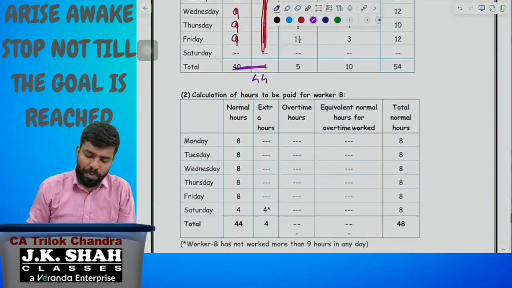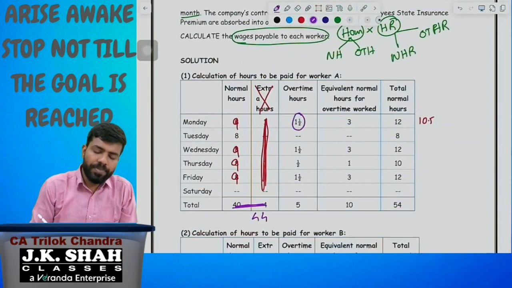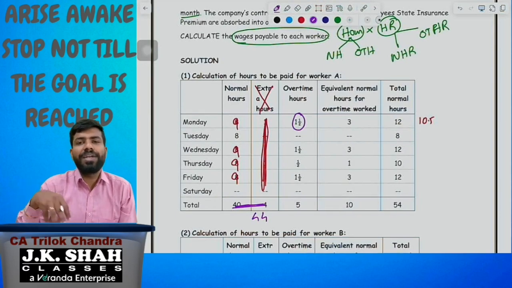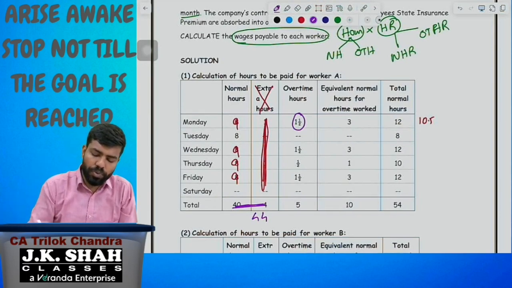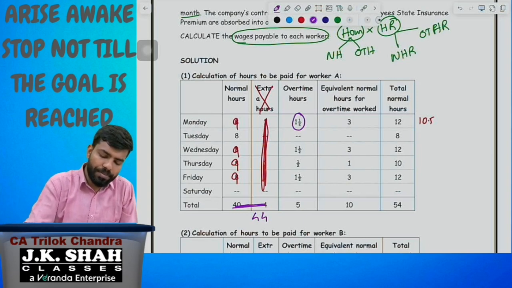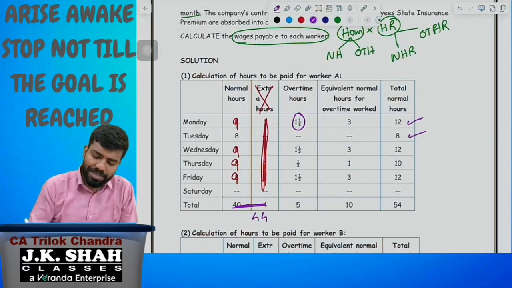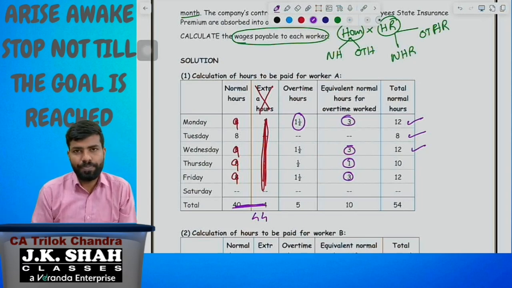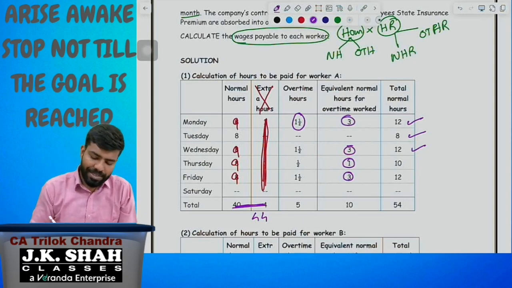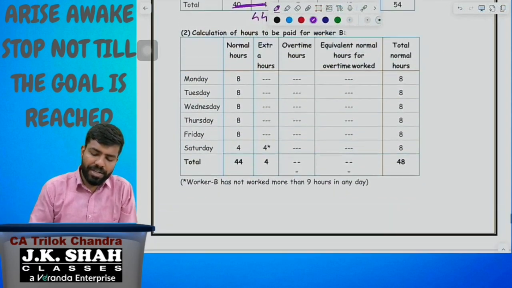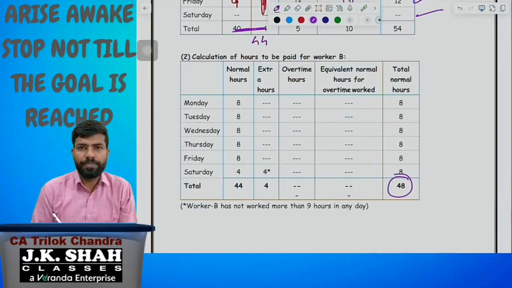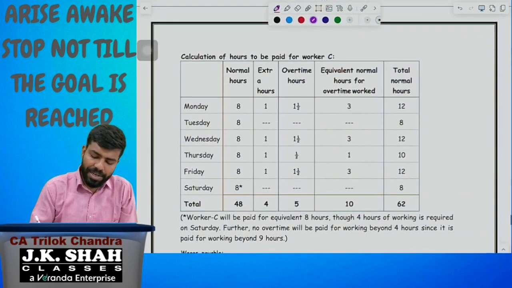Okay. And one more thing, what they did is, overtime, they are going to get double the rate. So 1.5 into 2, 3 hours. Totally, it comes to 12. How is it 12? 9 plus 3, 12. 8 plus 0, 8. 9 plus 3, 12. Everything they have taken double because they are going to get double the payment. Are you understanding? Next, 9 plus 1, 10. 9 plus 3, 12. Here it is 0. When it comes to here, there is no overtime. Total it is 48. When it comes to here, overtime they have taken double.